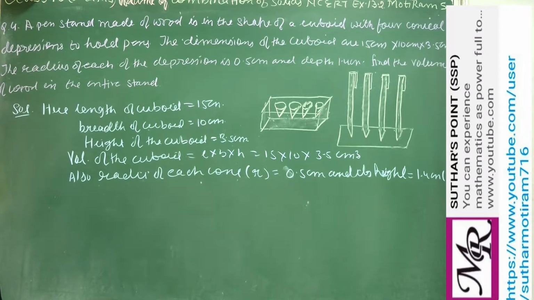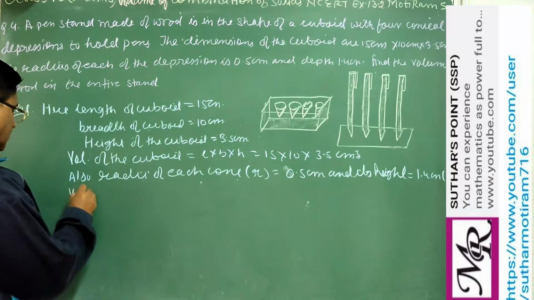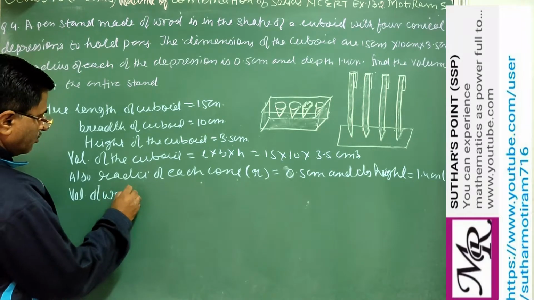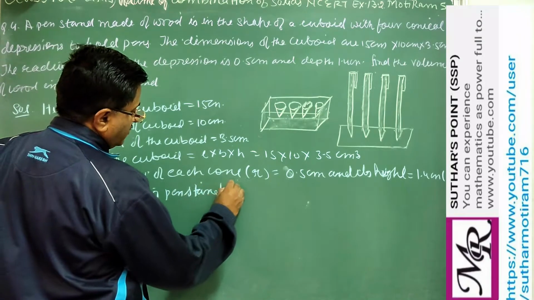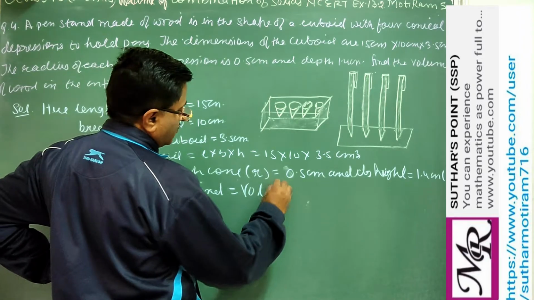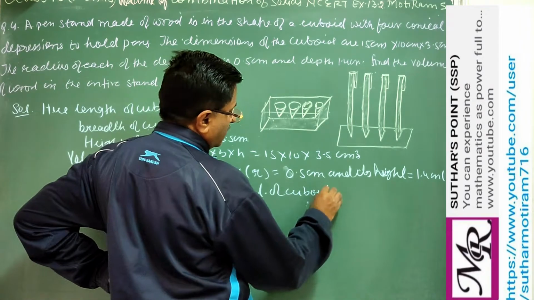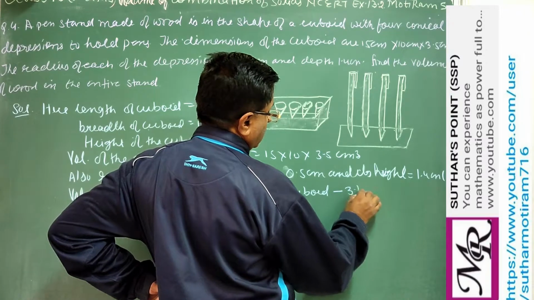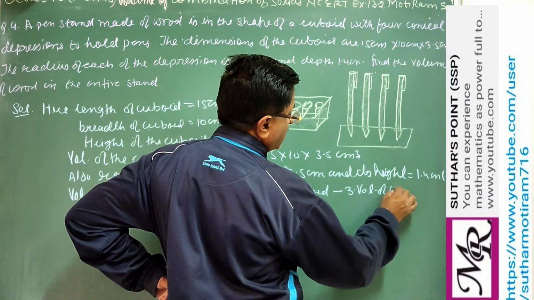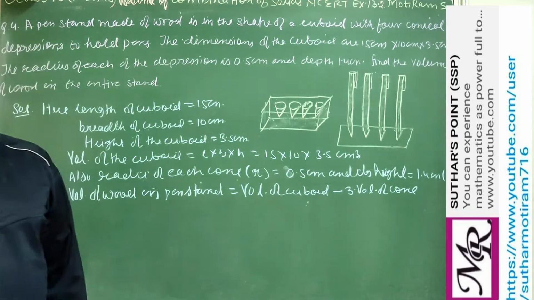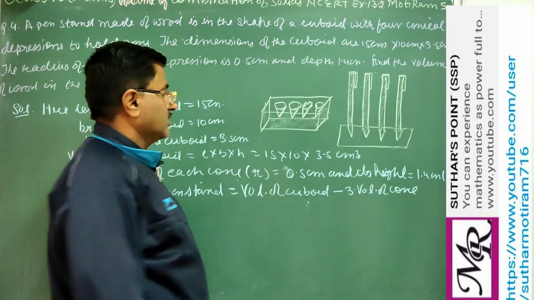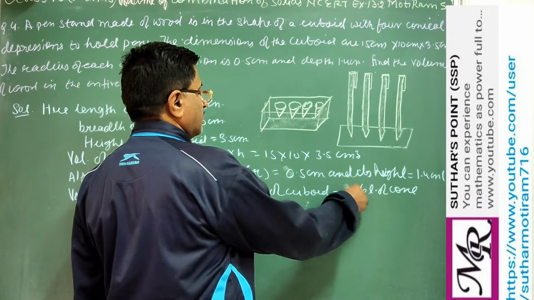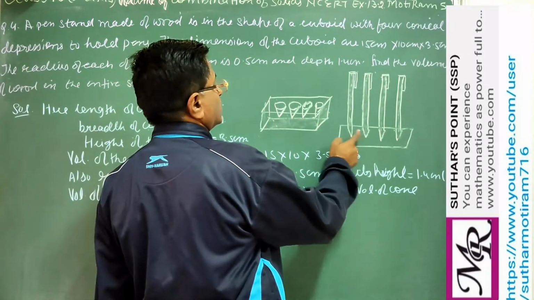So now we can say the volume of wood in the pen stand. We want to find the volume of the cuboid minus 3 cones, so 3 into the volume of a cone. This is the required volume. Actually, this is 4, not 3. Four cones are given: 1, 2, 3, 4 for the pen stand, that's 4.